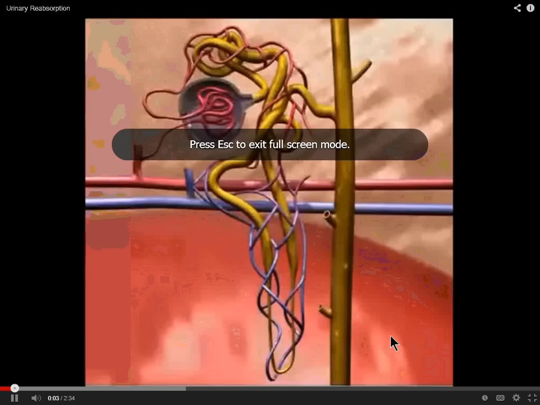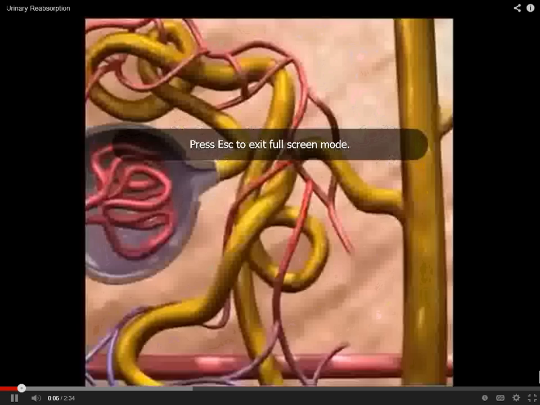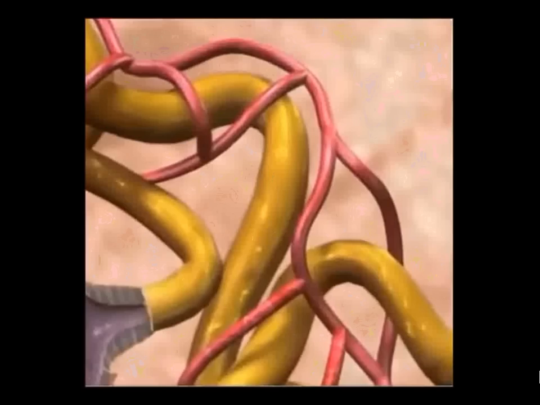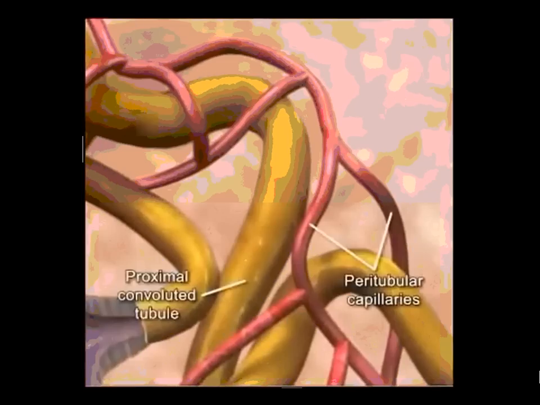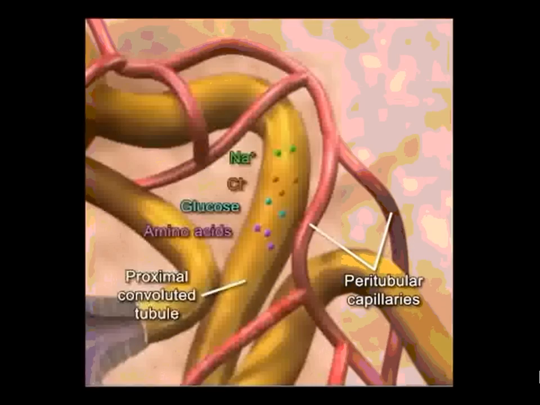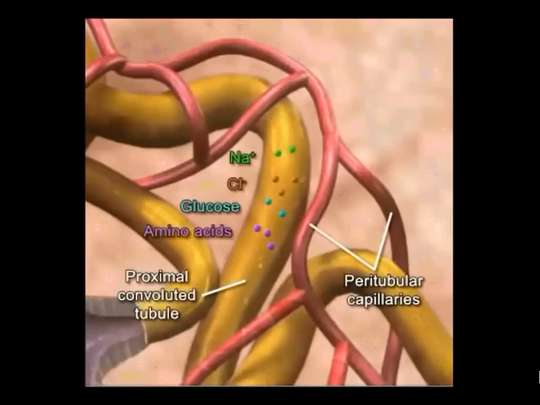Reabsorption is the movement of substances out of the renal tubules into the peritubular capillaries located around the tubules. Water, glucose, chloride, and other nutrients are examples of substances that are reabsorbed during this process.